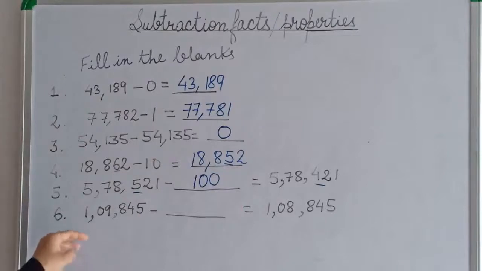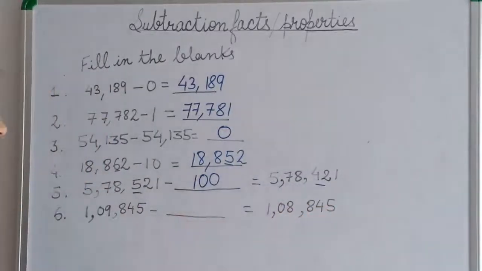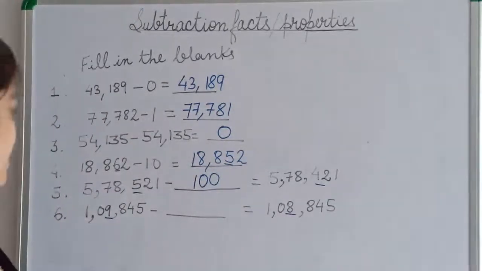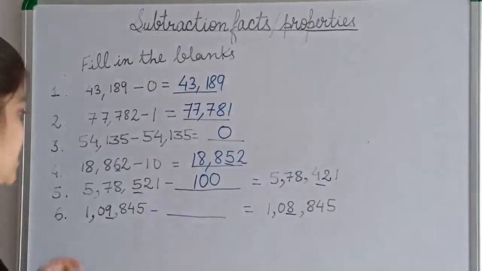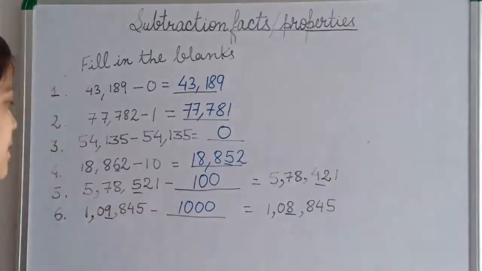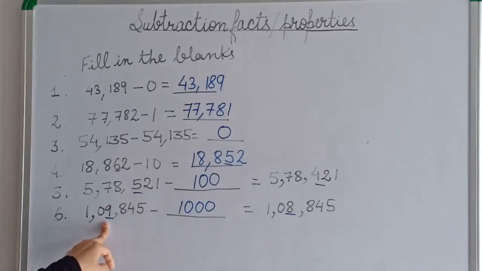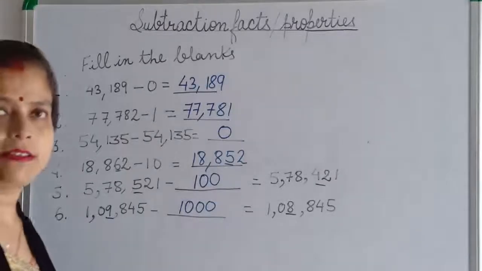Now in this question you can see, here it is 1,09,845 and here it is 1,08,845. You can see only the number in the thousands place changes. Here it is 9 and here it is 8. So we are subtracting 1000 here. So the answer will be 1000. When we subtract 1000 from any number, the number in the thousands place decreases by 1. So like that you can do fill in the blanks. Thank you children.